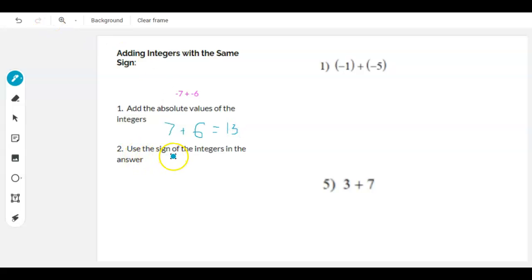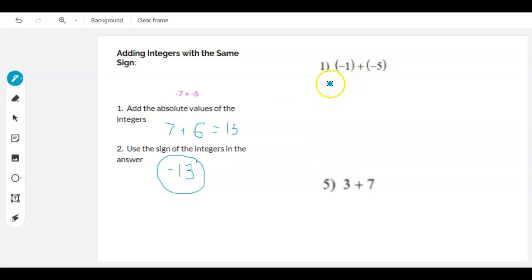Then it says use the sign of the integers in the answer. So if I look up here, this was a negative and this was a negative, so I keep that sign. It'll be a -13. Okay? It's kind of like saying I owe someone $7 and I also owe them $6. So I now owe them $13. Right? Pause the video, try 1 and 5 on your paper.